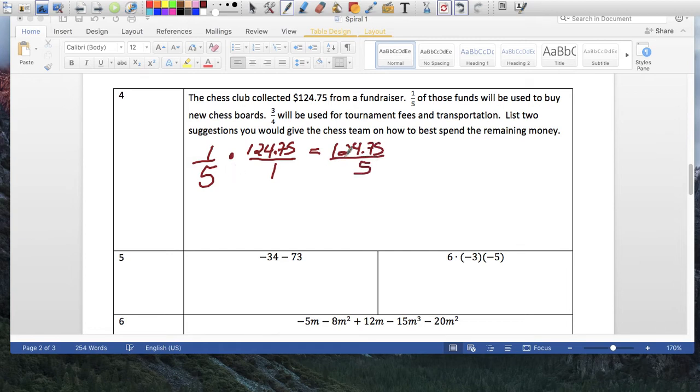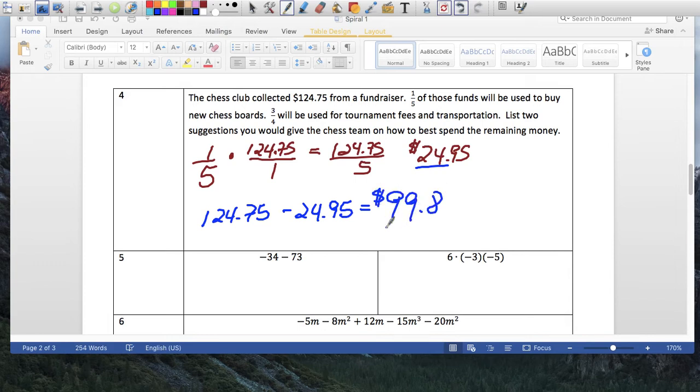So if we divide that by 5, it means that $24.95 is going to go for new chessboards. Therefore, I have to find out how much is left over. If we spend this on chessboards, I had 124.75. 1/5 of that is 24.95, so I'm going to subtract that value, and I'm going to have a leftover of $99.80.